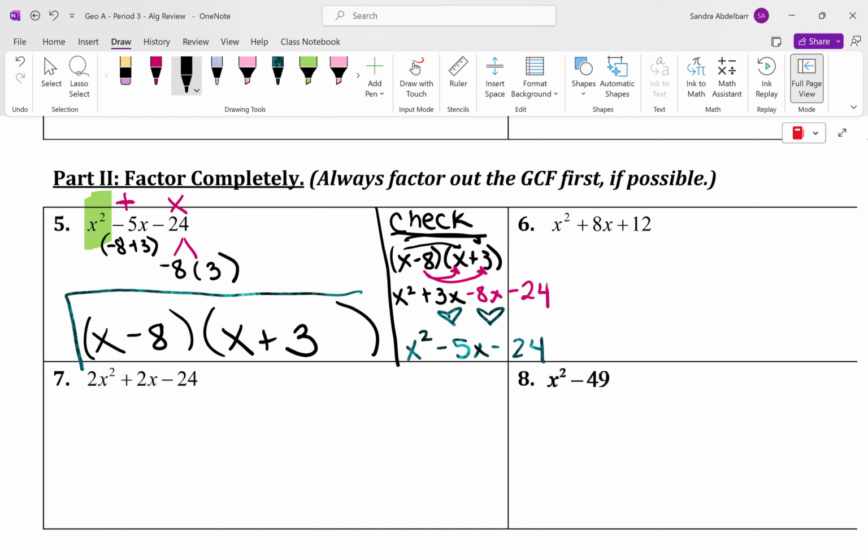To do the check too, or just... No, you don't have to check. I just showed you the check in case you want to.